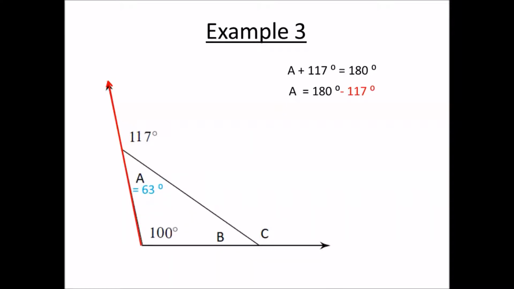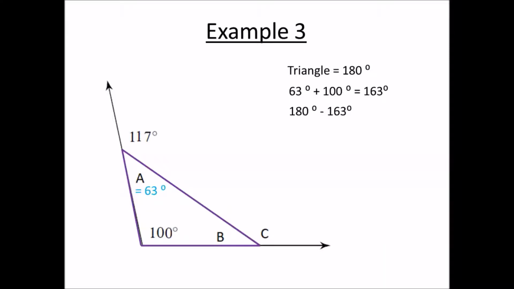Okay, now what do we know information-wise? Can we find angle B or angle C? Well, I know that this is a triangle right here. So if I know this is a triangle, I know that a triangle adds up to 180 degrees. So then I can take the information inside the triangle and say 63 degrees plus the 100 degrees is equal to 163 degrees. So given that information, I'm going to take 180 degrees, subtract 163, and get my angle B as 17 degrees. And so this right here is the information we know. So now we're just left with angle C.